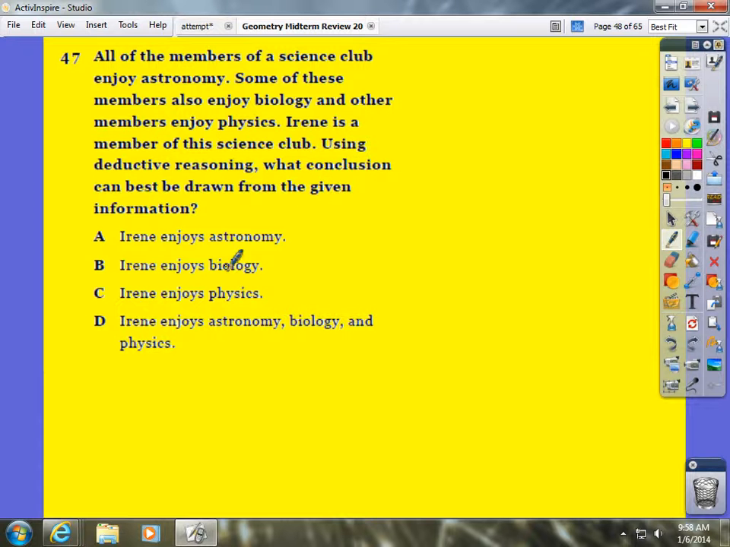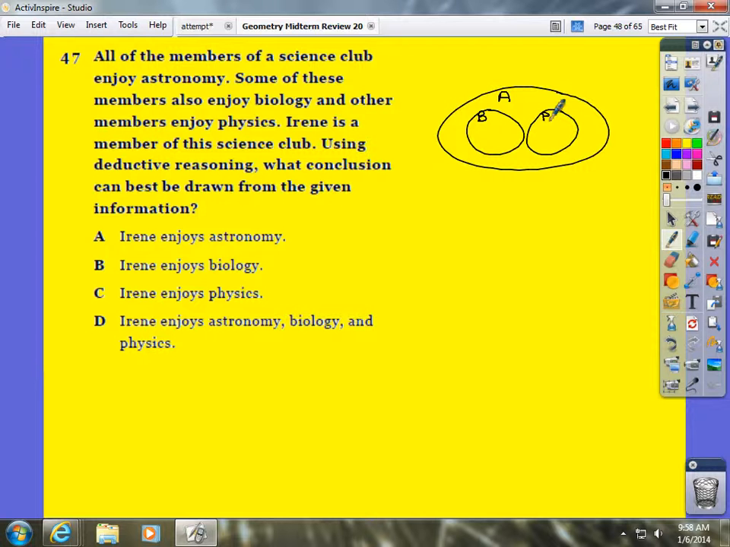All of the members of a science club enjoy astronomy. So all of the science club enjoys astronomy. Some of the members also enjoy biology, and other members enjoy physics. Irene is a member. Using deductive reasoning, what can we conclude?